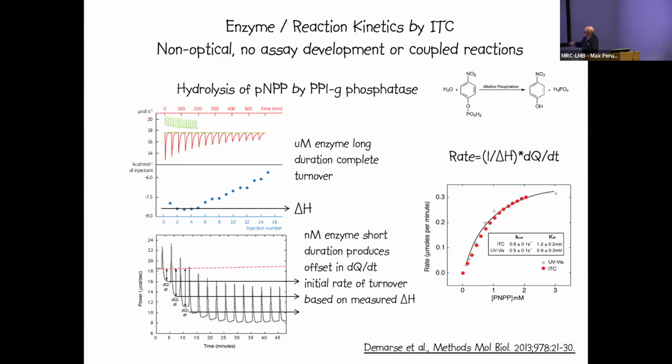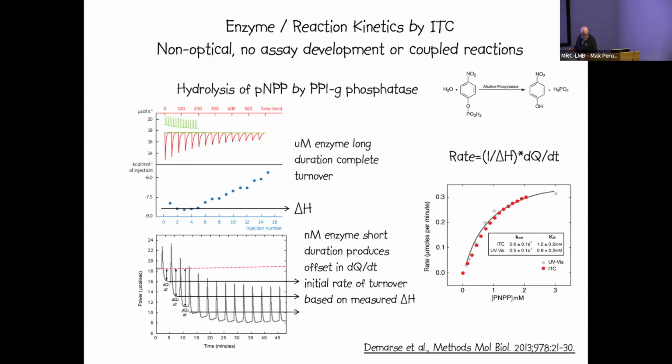Once you've got this enthalpy value, you then use a very, very low concentration of enzyme, short duration injections, and you do a series of injections where you're increasing the concentration of the substrate. And effectively, these levels that you get after each injection are used to give you the rate of heat per unit time. And this can be converted into a rate of turnover using this enthalpy. You can see here that the values obtained by ITC are very close to values obtained by a conventional optical assay.